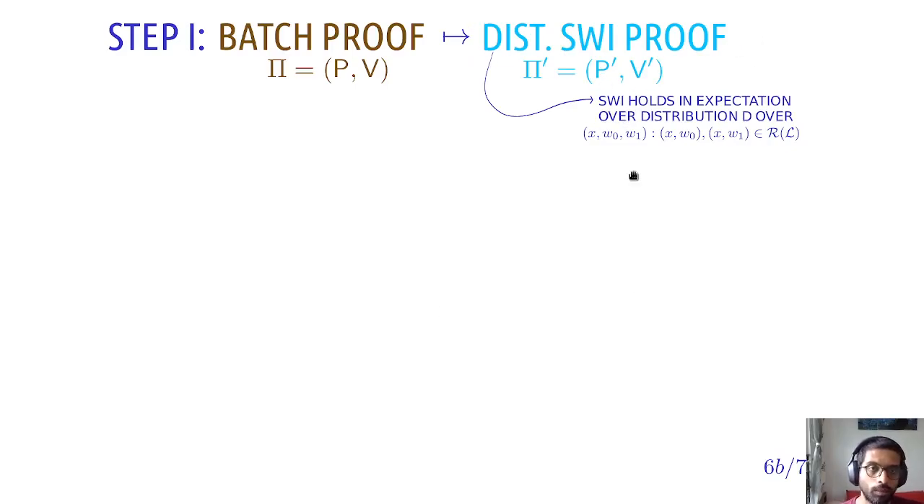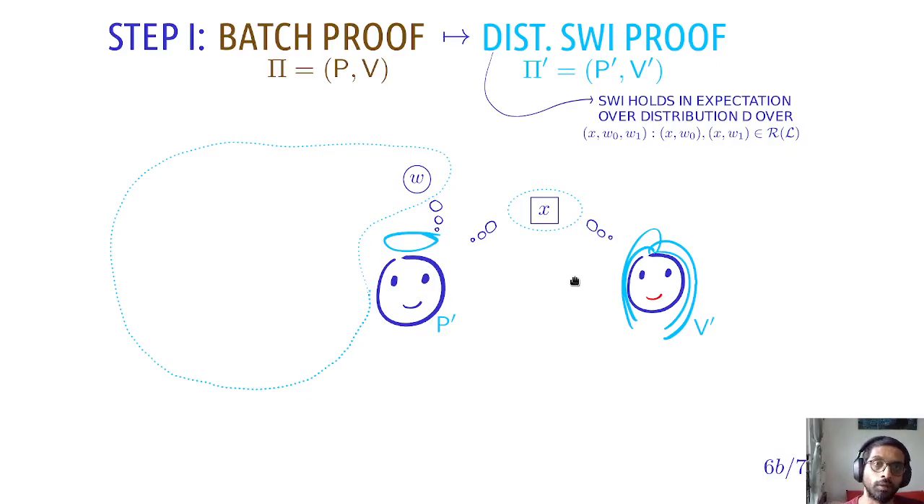Recall that SWI, in the definition you saw, is a worst case notion. So for any x, w0, w1, the views of the verifier should be indistinguishable. In distributional SWI, you relax this over distributions over instance witness pairs. So you say that in expectation, with the choice of x, w0, w1 over the distribution D, you have SWI. So we will use the batch proof to construct such distributional SWI proofs. Let's see how the construction works.